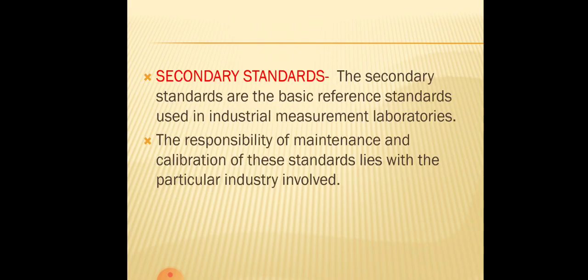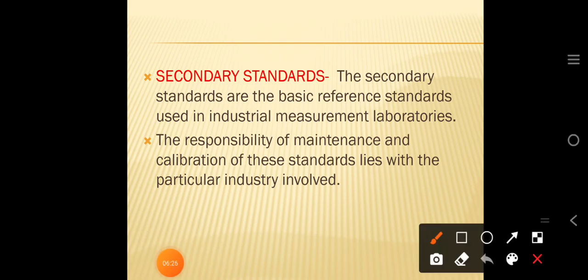Then the third standard is the secondary standard. The secondary standards are the basic reference standards used in industrial measurement laboratories. Meaning whatever the standard for measuring anything, it is used in any industrial measurement laboratory. The standard reference for that measurement should be the same for any industry. The second point is the responsibility of maintenance and calibration of these standards lies with the particular industry involved. What does it say?